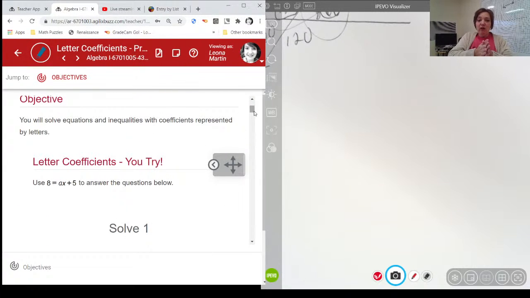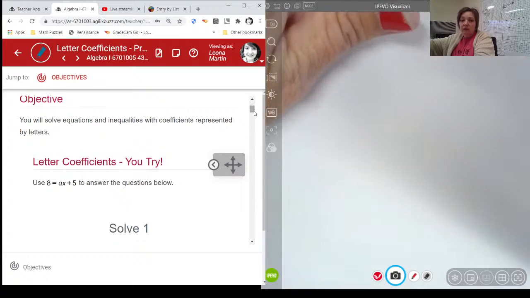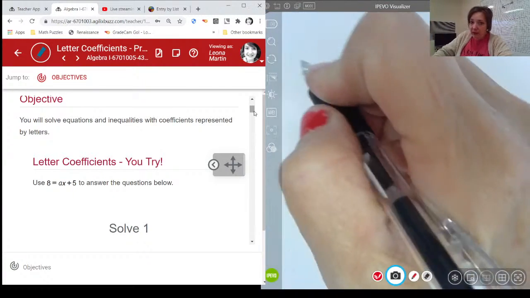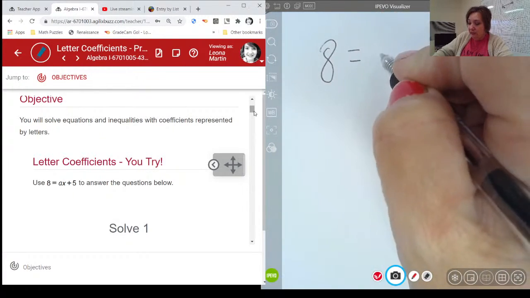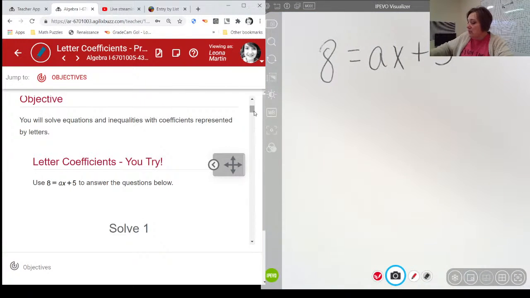So we're going to try to solve this for x. Okay, what do you notice? There's an a and an x together, right? But our goal is to get x by itself. And we're going to use all the same process that we always use. We're just not going to have a number answer. We're going to have an expression answer. So we're going to do the exact same stuff we always do.